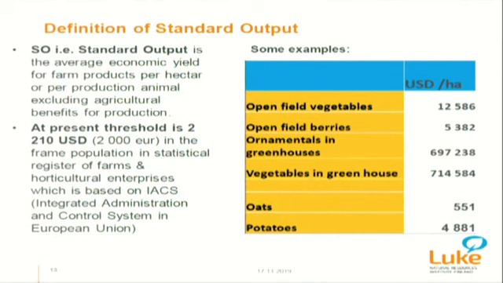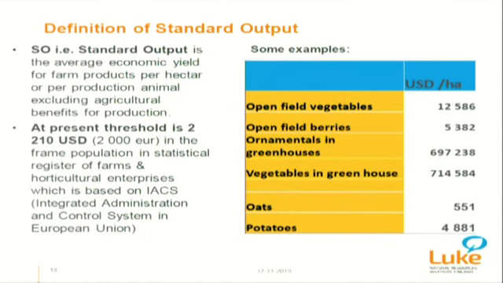And at present, the threshold is a little over 2,000 euros in the frame population in the statistical register of farms and horticultural enterprises. And it's based on IACS, the Integrated Administration and Control System in the European Union. As you can see in the examples, vegetables are more valuable than, for example, oats or potatoes. And animals have their own numbers. And this is a very good way to calculate the standard output per one farm. We can put them in line from smallest to biggest.